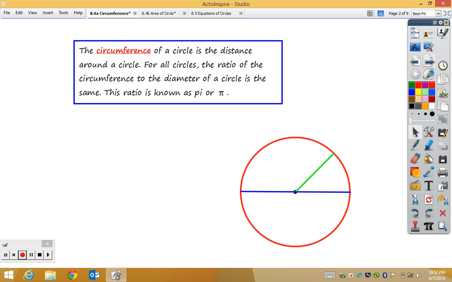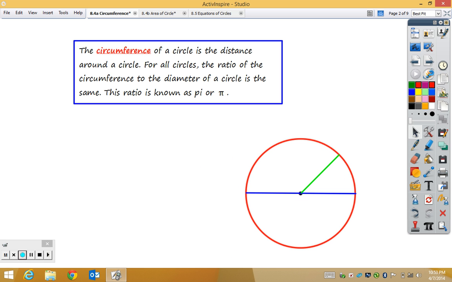So the circumference of a circle is the distance around a circle. And for all circles, the ratio of the circumference to the diameter, remember the diameter is a chord that passes through the center, is the same. And this ratio is known as pi, and we have our symbol for it here. And so the circumference of this circle here is the distance all the way around the circle, the whole green length.